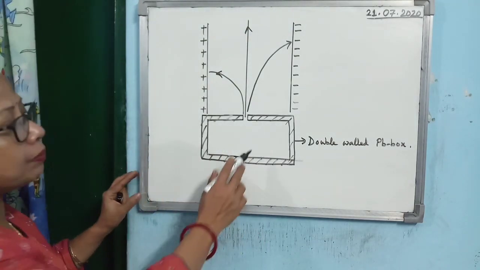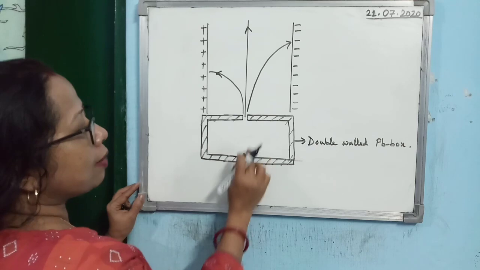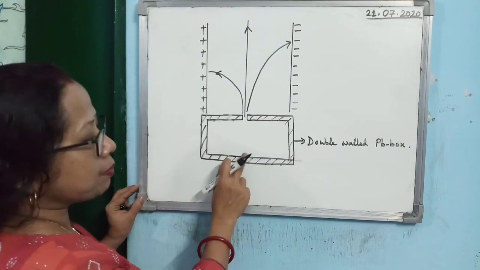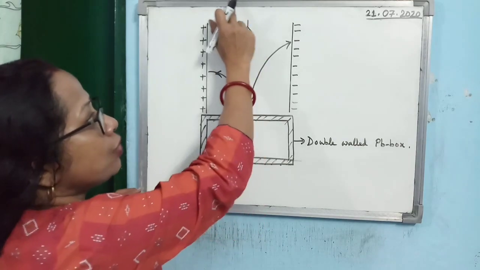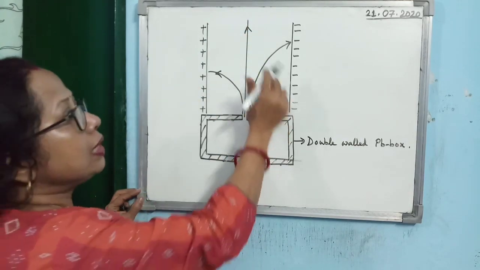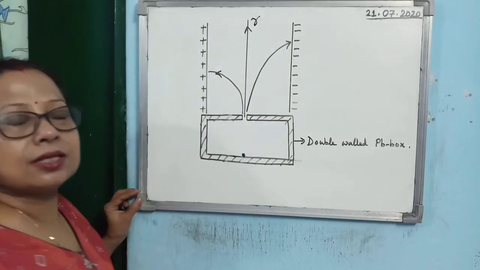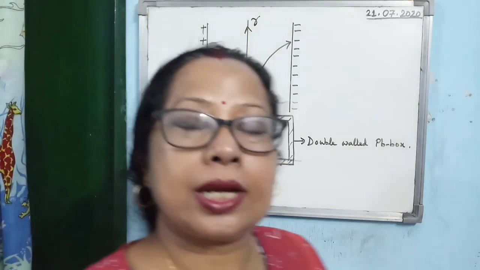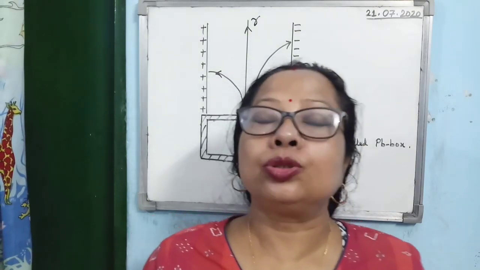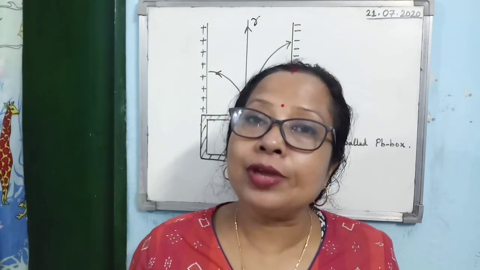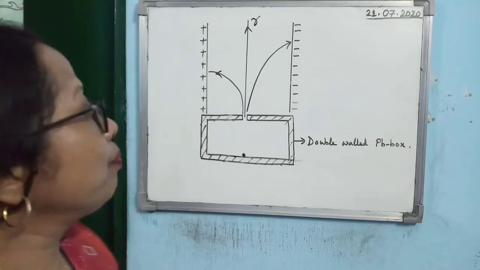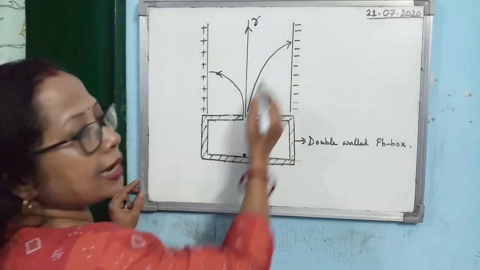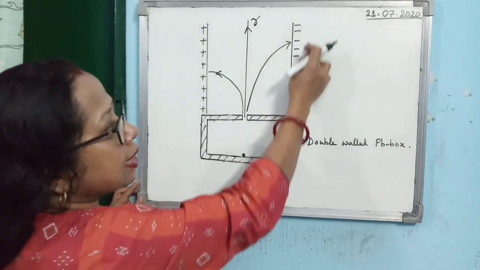Now it has been observed that three kinds of radiation come out from the radioactive substance. One radiation moves undeviated in the electric field. That radiation is known as the gamma radiation. So the radiation which does not suffer any deviation or deflection in an electric field is known as the gamma radiation.